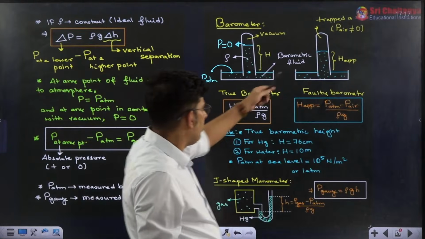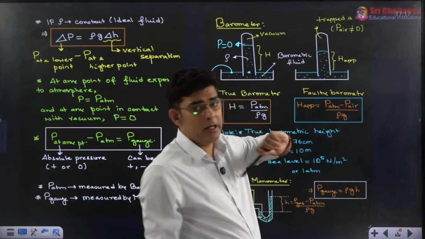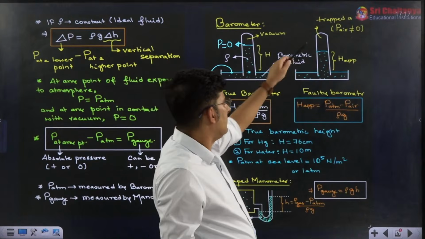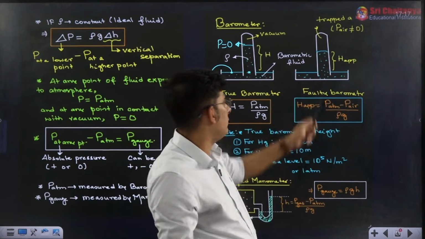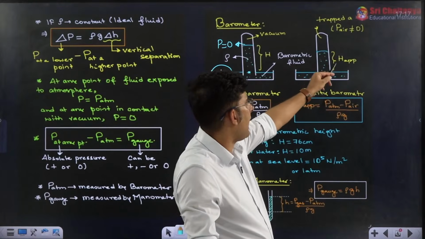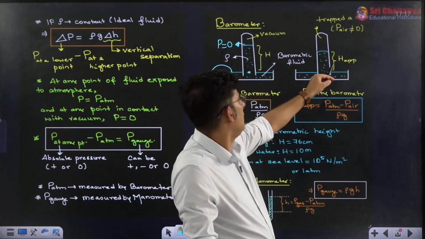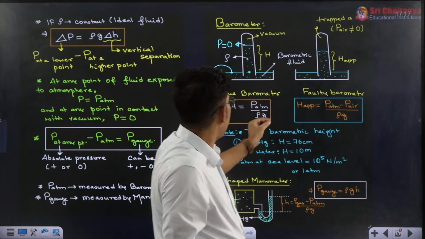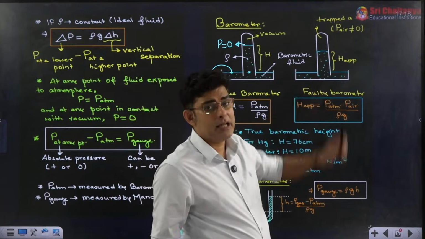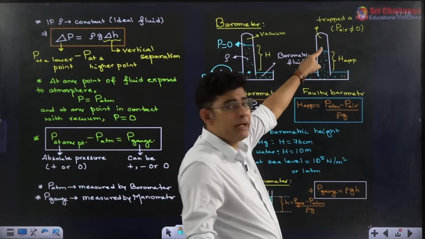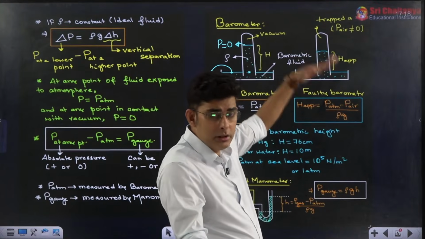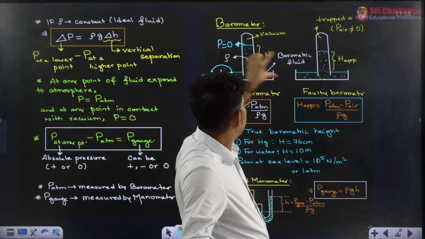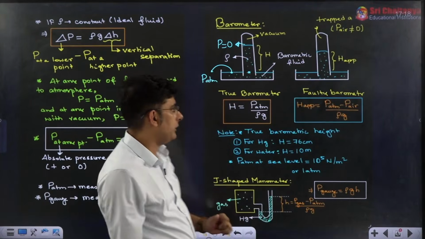But what if we work with a faulty barometer? If we work with a faulty barometer, then when you invert the glass tube into the bath of the liquid, you will see that the height of the liquid column will be less than the actual barometric height. This I have denoted as H apparent. The reason is that here trapped air has some pressure, so it will be pushing the liquid down, so we will get a lesser height compared to what we got in a true barometer, right?